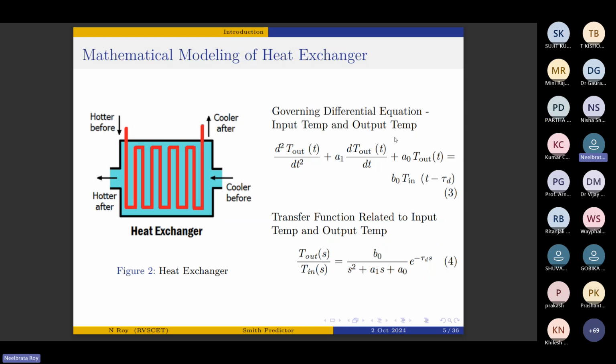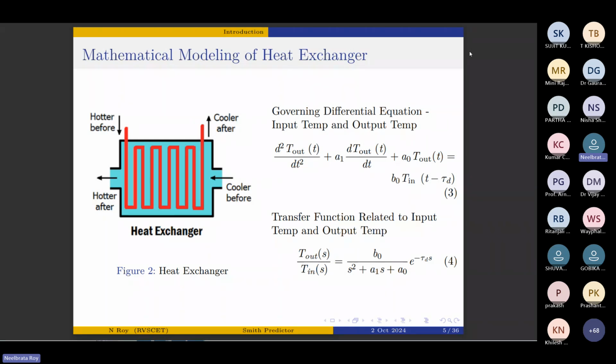So here T out is the temperature of the hotter fluid and T in is the temperature of the cooler fluid, and tau d is the time delay. Tau d represents the time taken by the fluid to transfer from one part of the heat exchanger to the other part of it. So this is represented using a second order differential equation as shown in equation number 3.